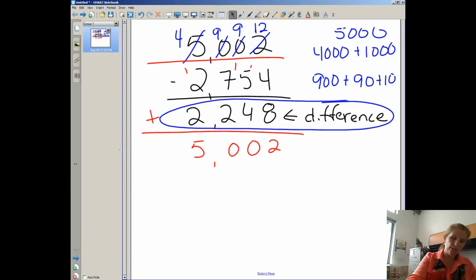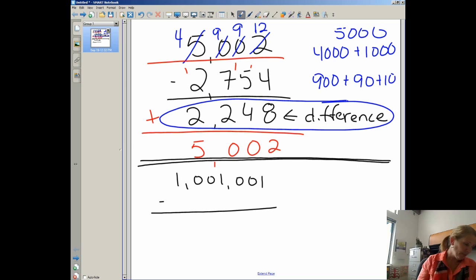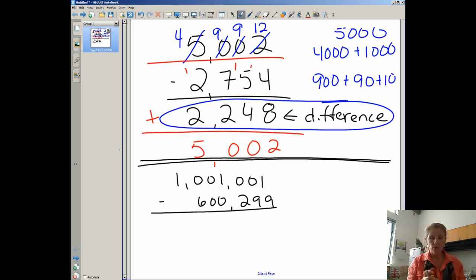I'm going to write those down. We have 1,001,001. Let's put a line here so we know that we're done with that one. 1,001,001, and we're subtracting 600,299. That's going to require borrowing on the top. And so when I borrow, I can't borrow from the tens or the hundreds. I'm going to have to jump all the way over to the thousands to borrow.